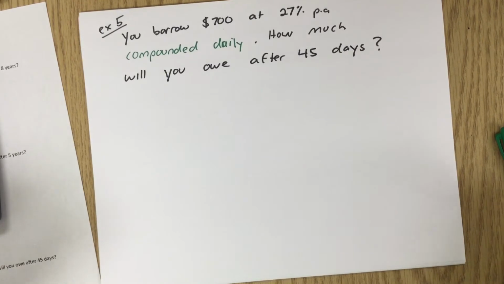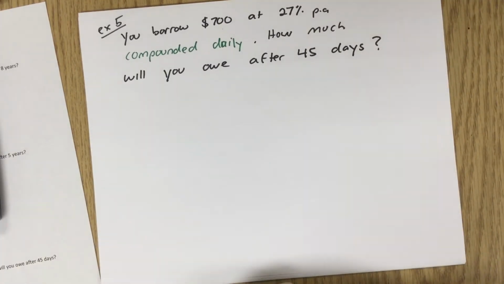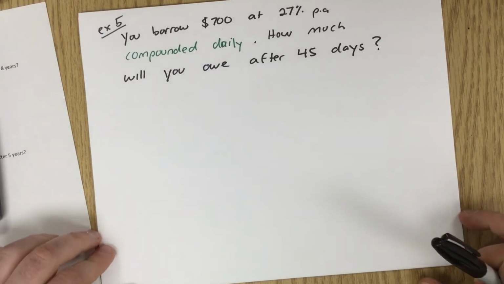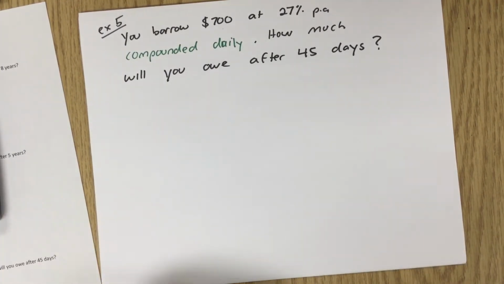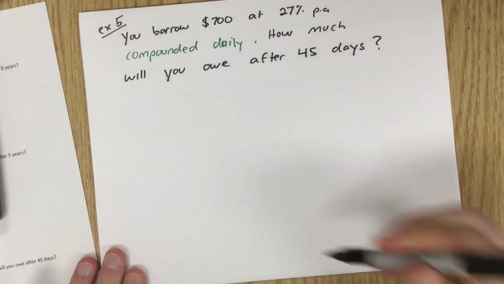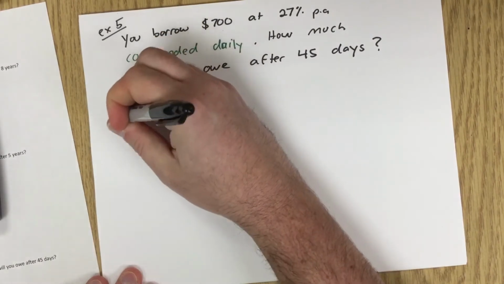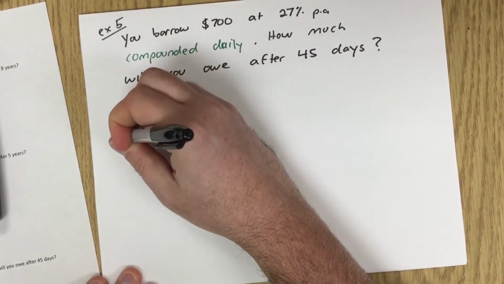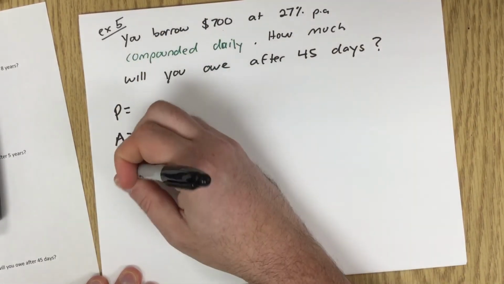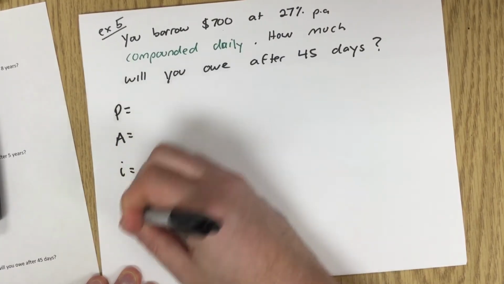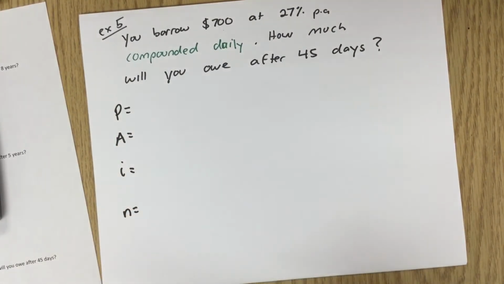Okay, you borrow $700 at 27% per year, compounded daily. Who would do such a thing? Compounding daily, that's obviously going to drive up the charges. And who would charge 27% interest? The same answer is a credit card. That's roughly the interest they charge. And they actually do compound daily because they're not in the business of being friendly.